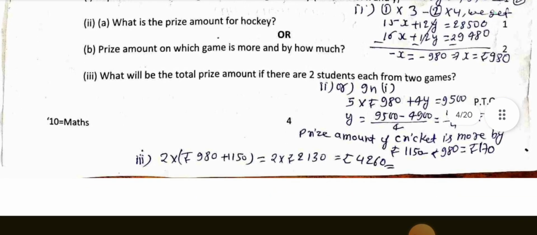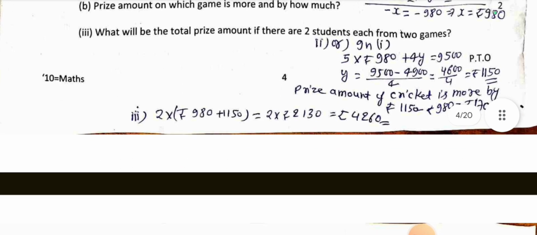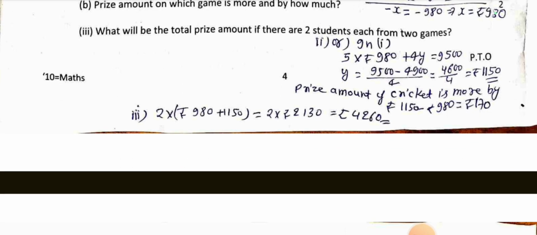We need to also find the y. Y equal to 1150. It is more than 980. So we can say that the prize amount of cricket is more than that.